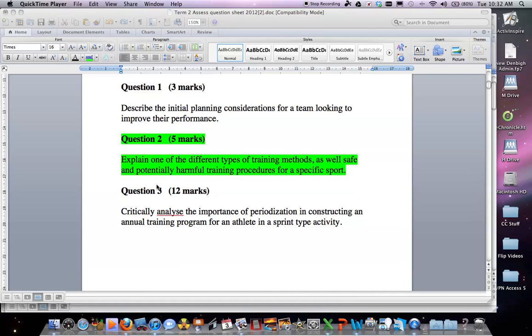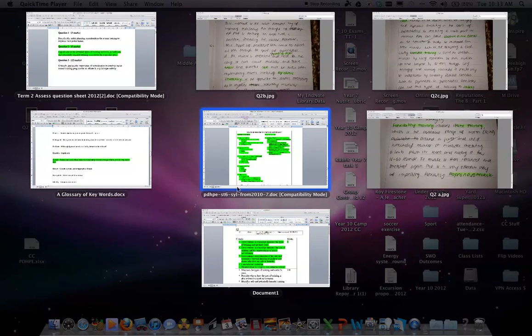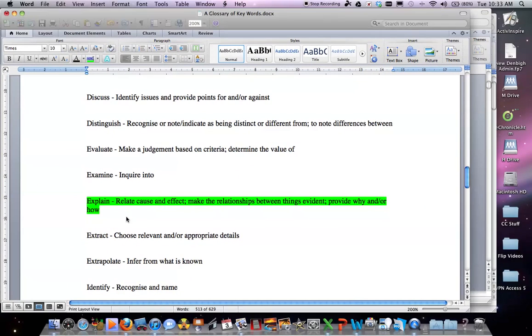Question 2. Question 2 was a 5-mark question, and the question read, explain one of the different types of training methods as well as safe and potentially harmful training procedures for a particular sport. If we have a look at what explain is asking us to do, this is the key term that we need to use in this particular question.